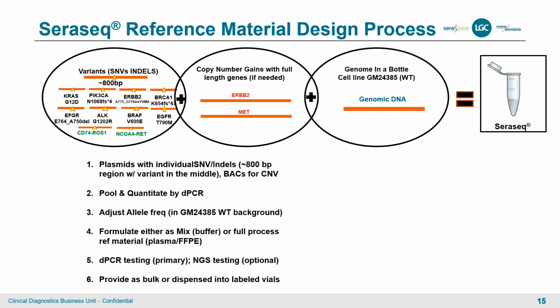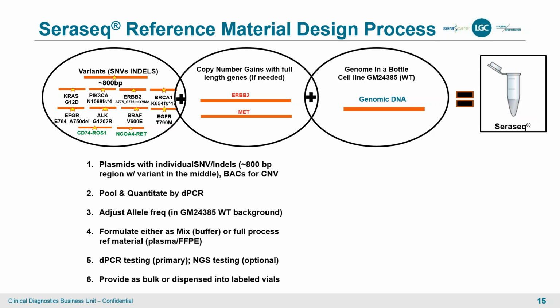So what we essentially do with any of our products is we synthesize the variant of interest in an 800 base pair fragment. We generally put the variant right in the middle, with plus or minus 400 base pairs on either side of that. So that's step number one, to really focus on the clinically actionable variants and synthesize them. For things like copy number, we can obviously make the full gene, be it MET or ERBB.